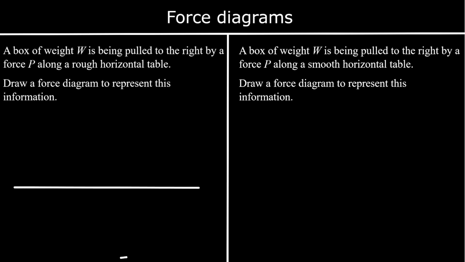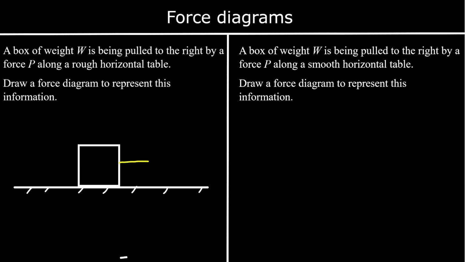So let's draw our table on here. It's a rough table. Rough tables have friction. So on a rough table, there's a force opposing the motion called friction. On a smooth table, there is no friction. So let's draw our box on. So what are the forces?